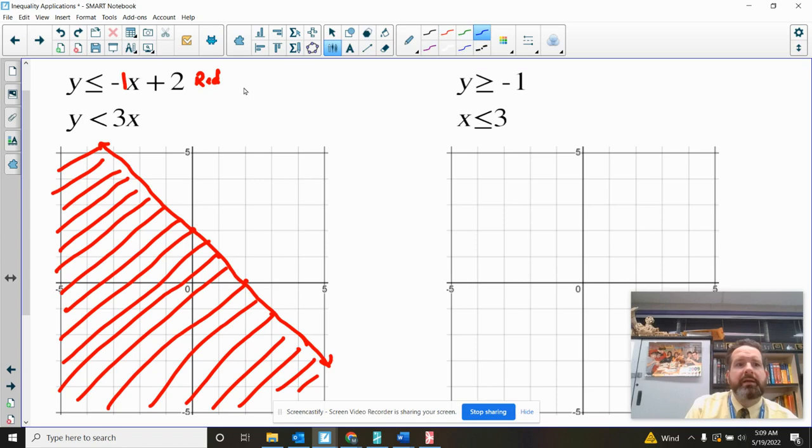Okay, next, y is less than 3x. This one I'm going to do in blue. So remember, this is kind of like 3x plus 0. So your starting point is right at the origin. And from there, 3 is like 3 over 1. So you go up 3, right 1. Or you can go down 3, left 1, just as long as when you're finished, you should have that positive slope. This is just a less than, so a dashed line this time.